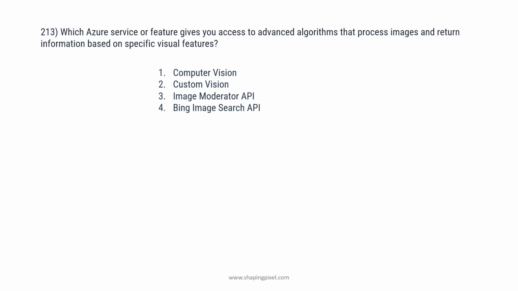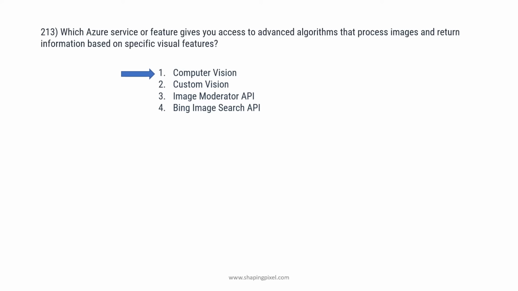Question number 213. Which Azure service or feature gives you access to advanced algorithms that process images and return information based on specific visual features? And we have four options. Option 1, Computer Vision. Option 2, Custom Vision. Option 3, Image Moderator API. And option 4, Bing Image Search API.